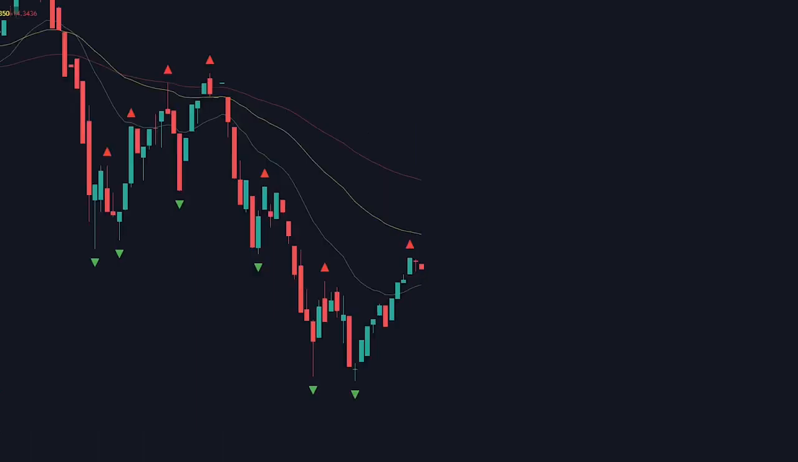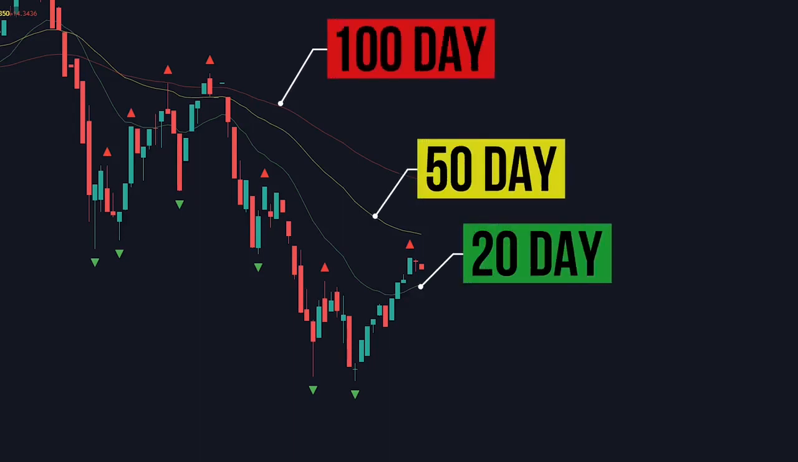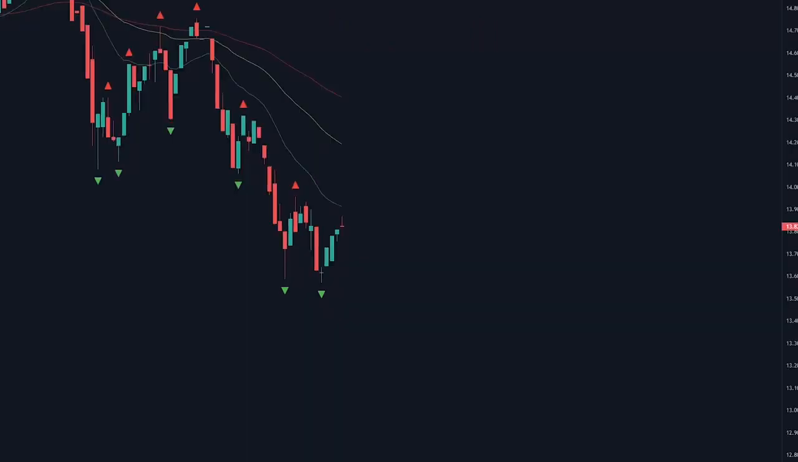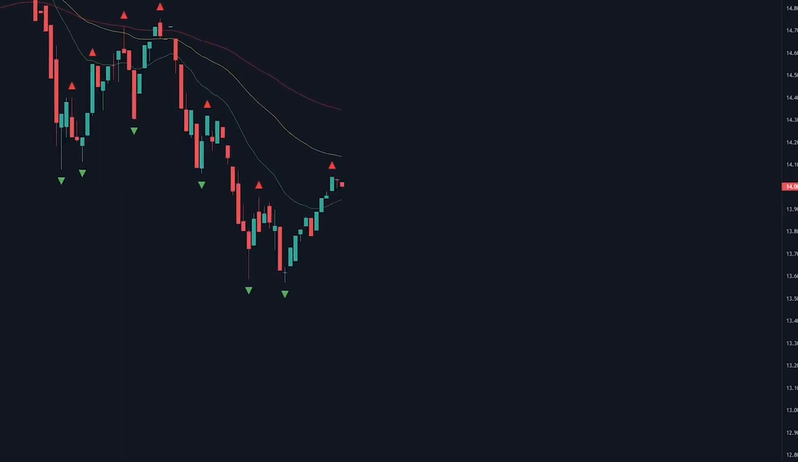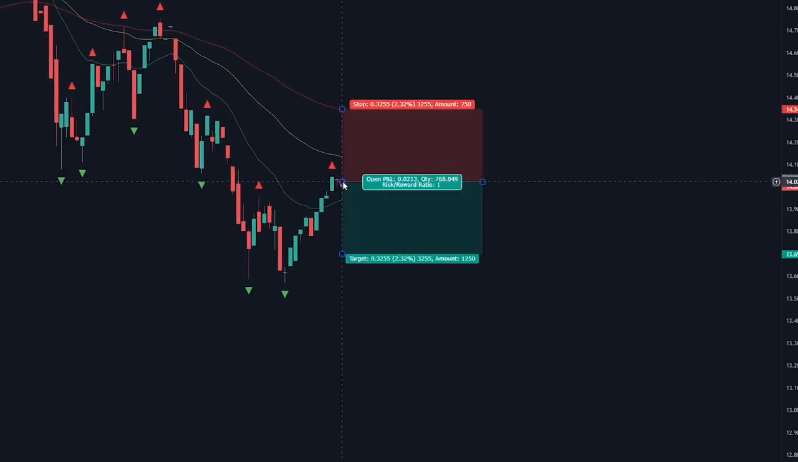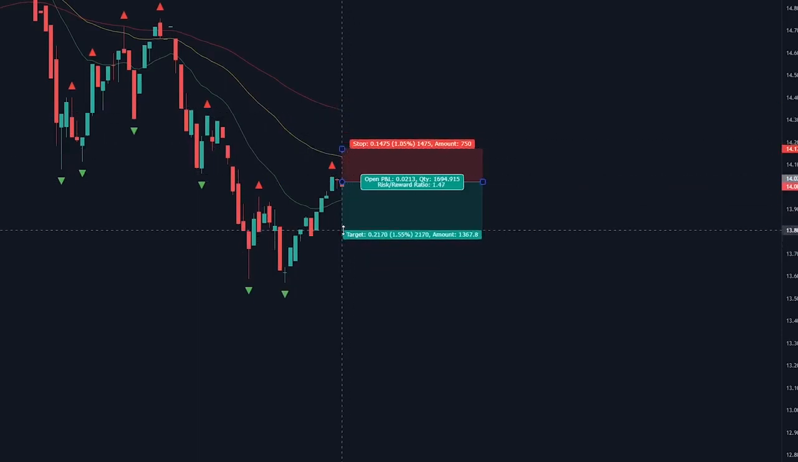Now let's take an example of a short trade with this strategy. First, make sure all of the lines are in the correct order with the 100-day on top and the 20 on bottom. Then we wait for the price to cross above the 20-day, then wait for a red arrow from the Williams fractal indicator. Once we get the signal, we enter the trade here, add a stop loss right above the 50-day, and then set a 1.5 profit ratio.